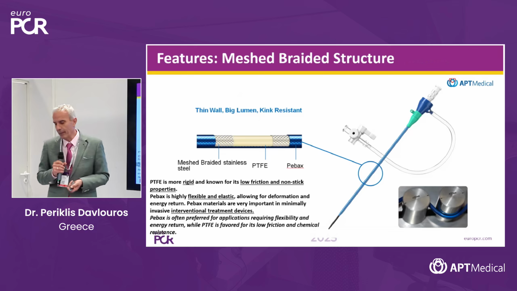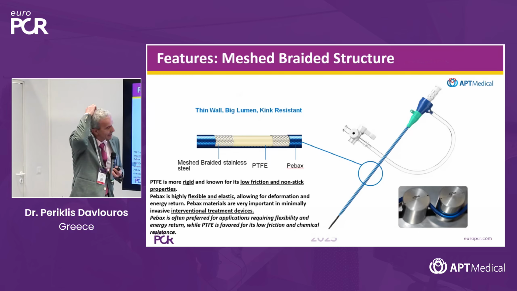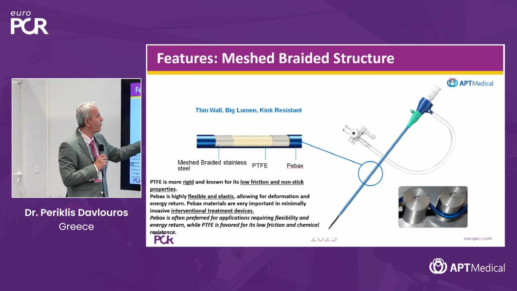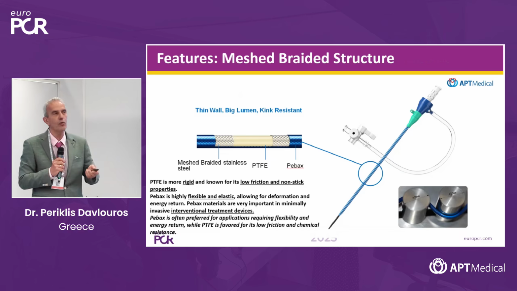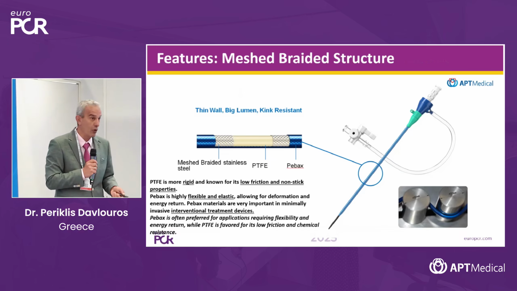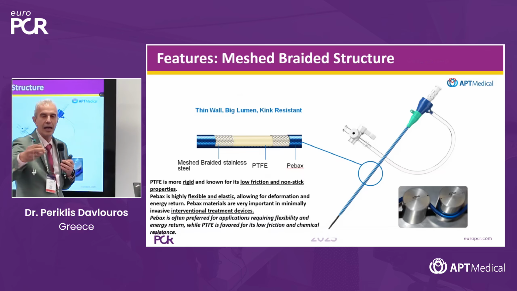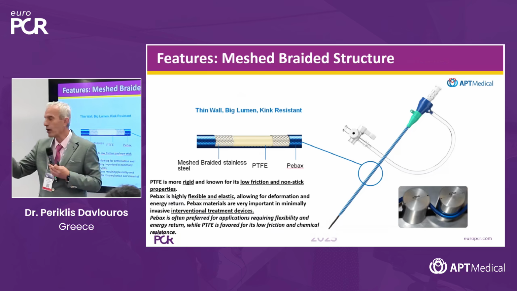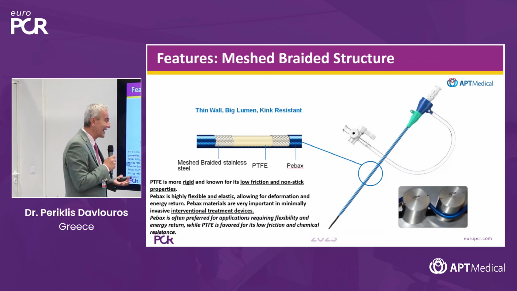Now, about the structure of the sheath, the unique thing, which you don't find in other companies, is that this sheath is made from a braided stainless steel mesh. This is the mesh. And this provides the sheath with great stability, great radial force and pushability, and kink resistance. Look at this image here. The sheath is very, very elastic, and at the same time very, very kink resistant, which is very important for our patients. You can introduce it in a relatively easy way.